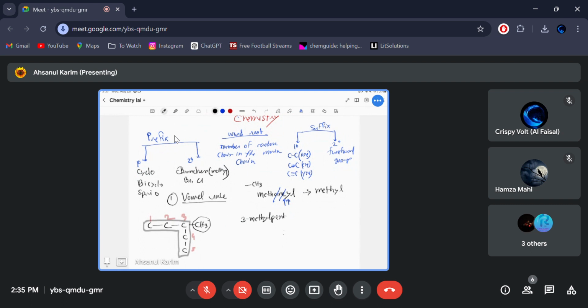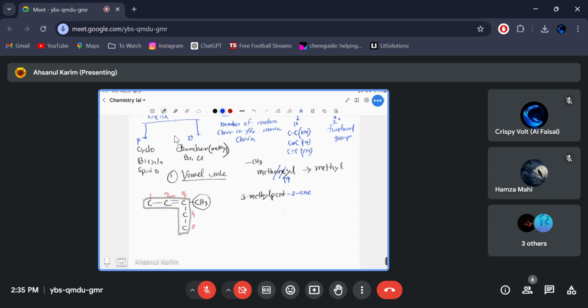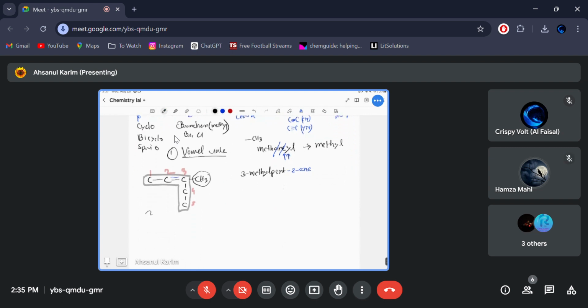Pent. Is there any double bond or single bond? Tell me. Yes, there is a double bond at 2, right? So what will be the name? Write the double bond as ene, right? You have to mention the position of the double bond. So this is the name: 3-methyl pent-2-ene. Correct?